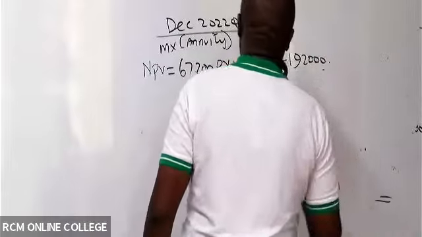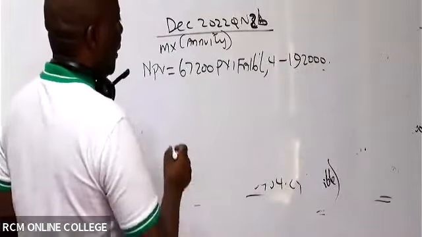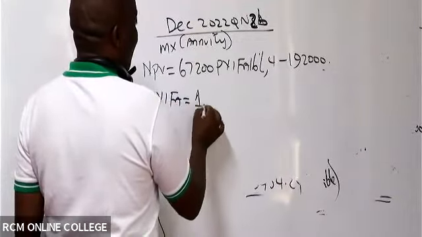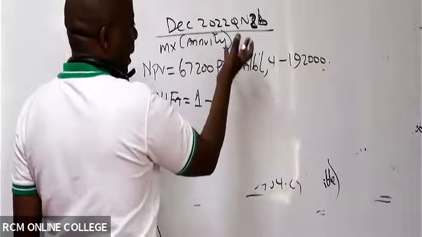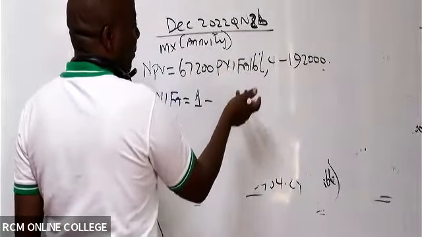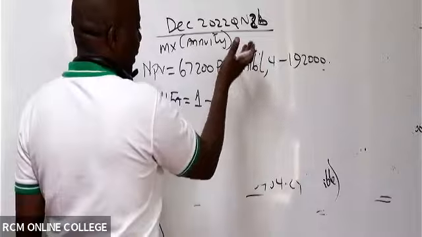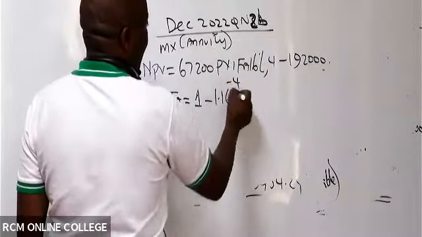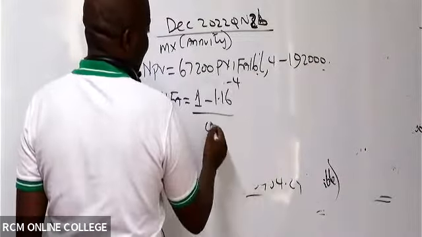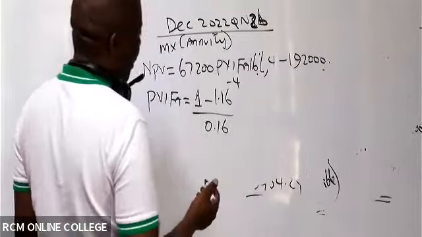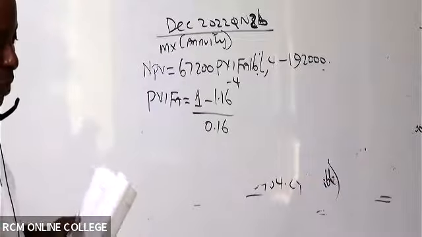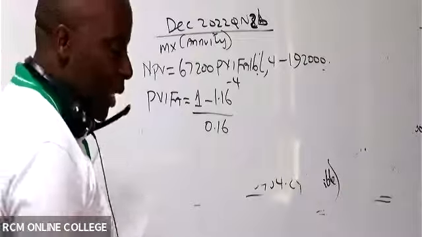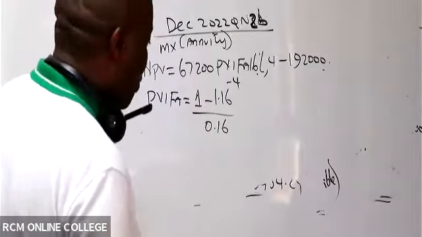Minus 192,000, like that. Then come here and compute PV-FA. So PV-FA will be 1 minus, this marked up from 100%, so it will be 116%, so 1.16 raised to the negative of the year, minus 4, all over this percentage the way it is. That's how we get PV-FA, the present value interest factor of an annuity, which in this case Maggie is able to give me as 2.7982.